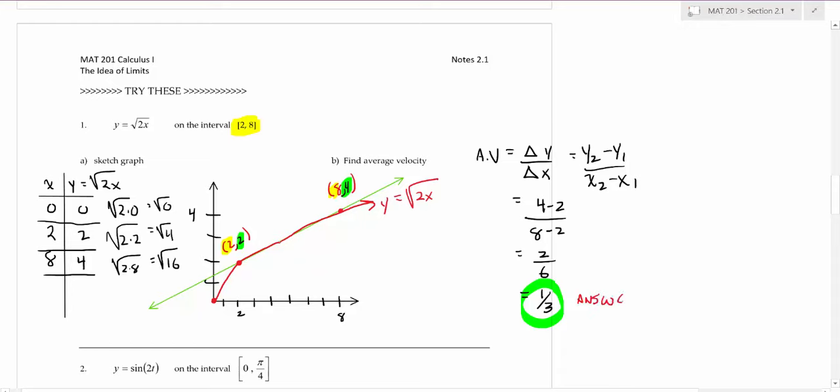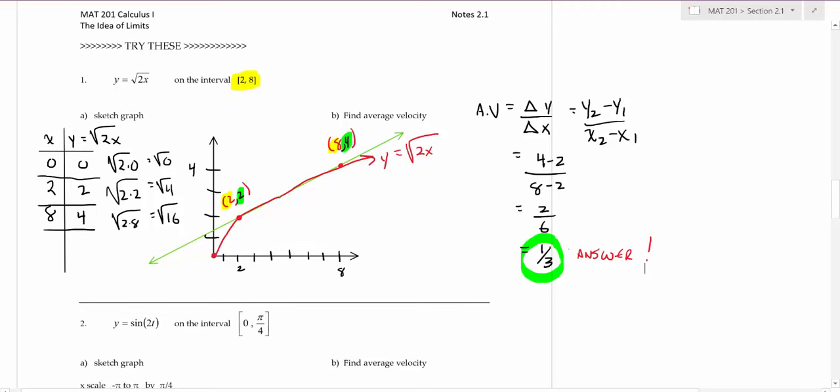Okay, so that's doing that without the graphing calculator. You can use a graphing calculator when the graphs are a little bit more challenging to do, but you want to be able to do it both ways. Okay, next problem.